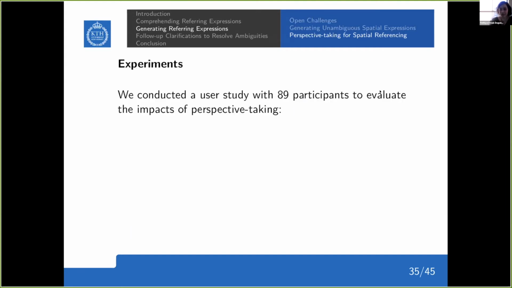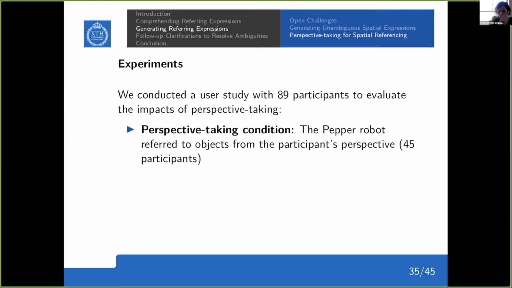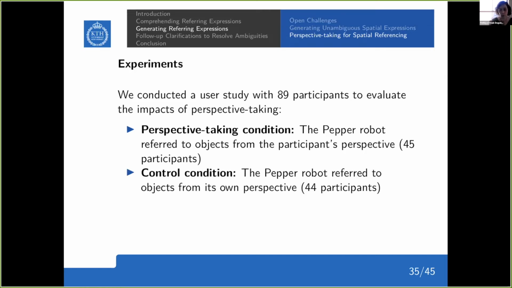Let's move on to our experiments, how we evaluated the perspective-taking module. We conducted another user study with 89 participants to evaluate the impacts of perspective-taking. We have two conditions. In the perspective-taking condition, the robot was describing some objects on the table from the user's perspective. And in the control condition, the robot was describing objects from its own perspective. And this was a between-subjects study.